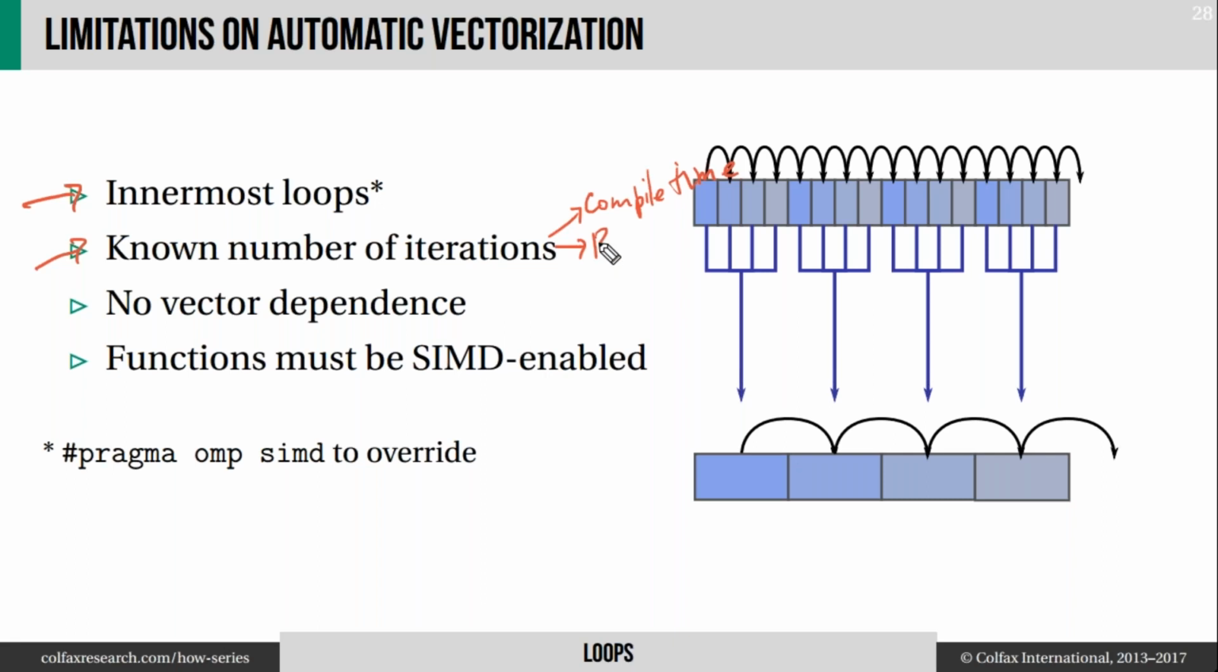It is also perfectly fine when the number of iterations is only known at runtime. Automatic vectorization still works. In order for vectorization to occur, iterations must be independent of each other, meaning there should be no vector dependence. Well, it's a weaker form of independence. No vector dependence. I will illustrate it in a minute. And if you call any functions in your loop, then in order for this loop to vectorize, the functions must be SIMD enabled. I will explain soon what this means.